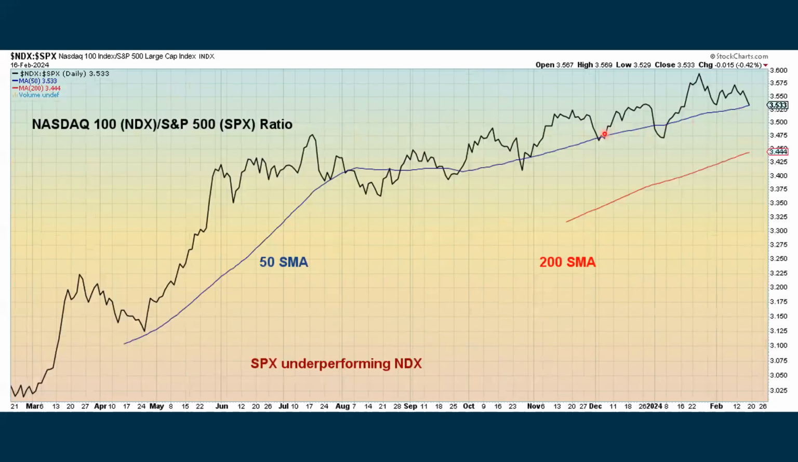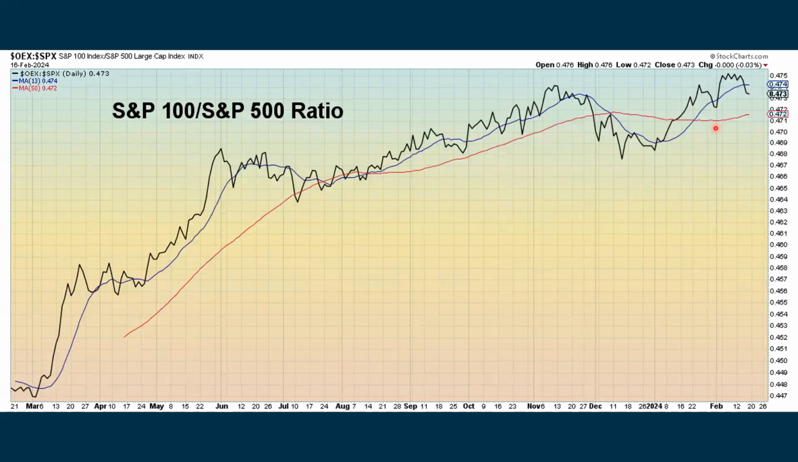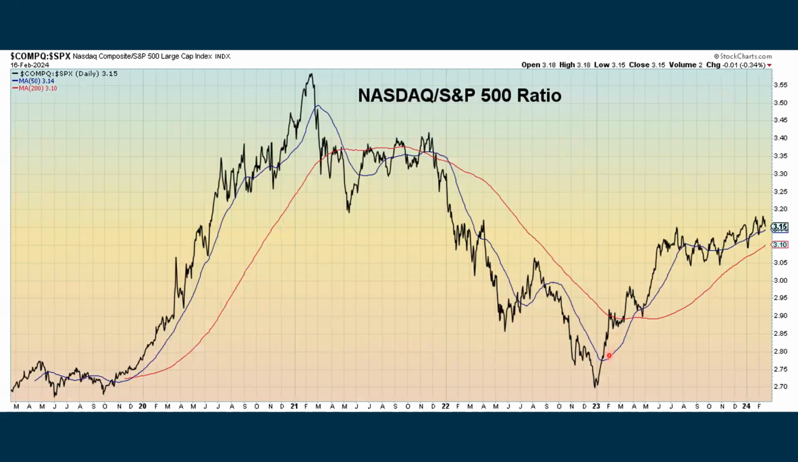The NASDAQ 100 continues to outperform the S&P 500. Now, they're both right near all-time highs. They're both doing really well, but this has been showing over the longer term that the NASDAQ 100 has been doing even better. The S&P 100 continues to outperform the S&P 500, and the NASDAQ is also outperforming the S&P 500, though the NASDAQ's not back to an all-time high where the S&P is.